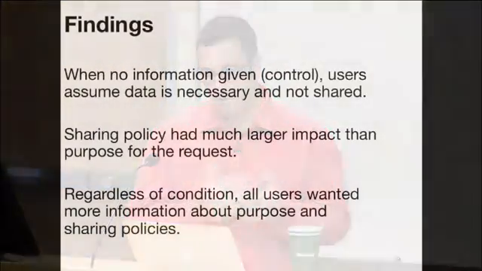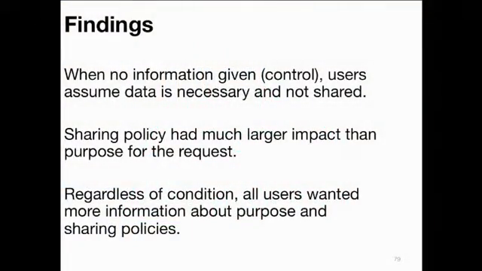So the preliminary findings are that when no information was given, this was really surprising. In the control condition, people assumed that data would not be shared. So there was not a statistically significant difference between the control condition and the conditions that said data would not be shared with third parties, which was surprising because we're cynical, and I tend to think anyway that when no information is given about sharing policy, it can be assumed it's going to everyone. This wasn't the case for most users.